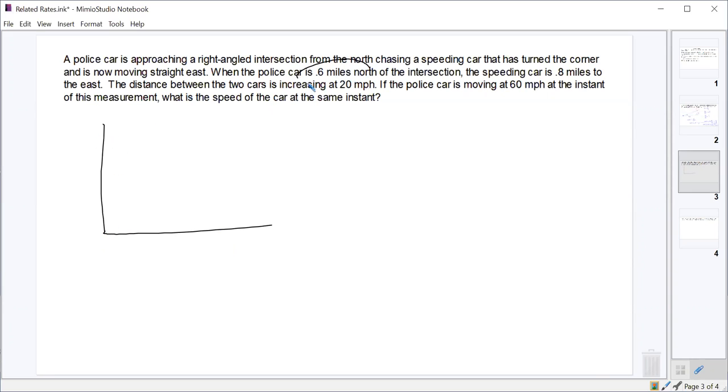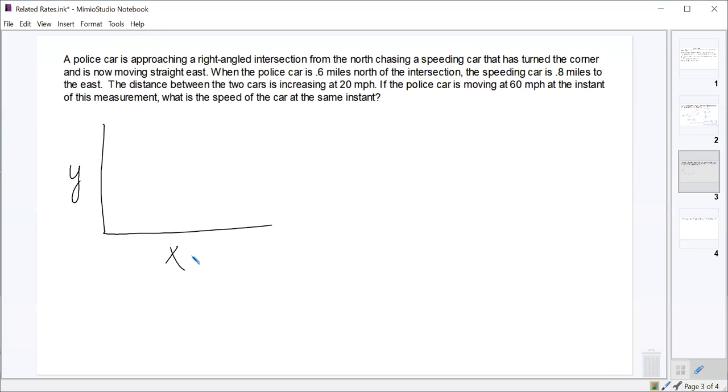Is that distance changing? Yeah. And we have the car 0.8 miles to the east. Is that distance changing? Also, yeah. So we don't want to label those with numbers yet, but we could label them with variables. How about y and x?